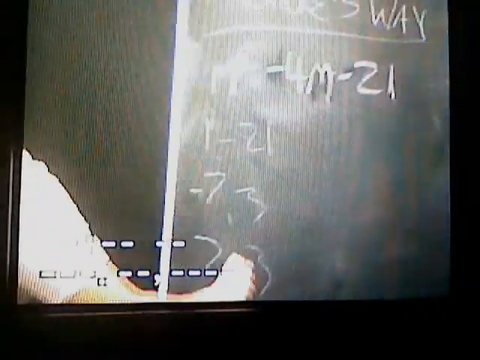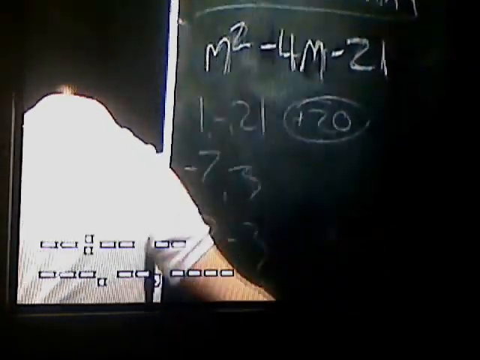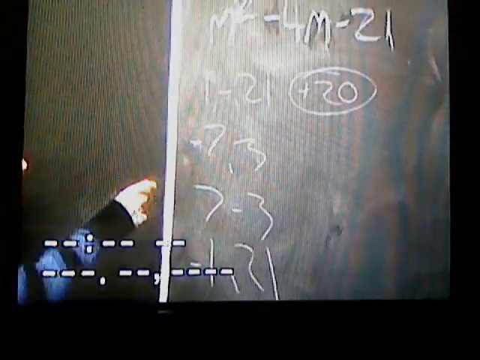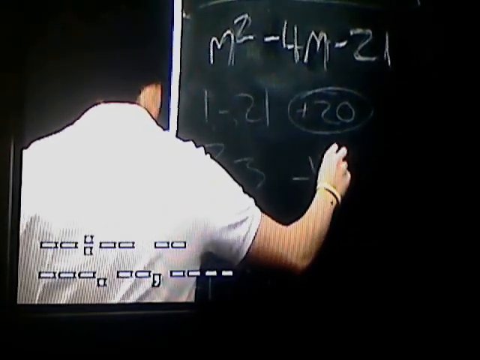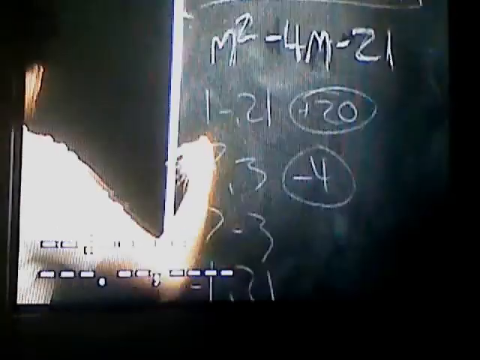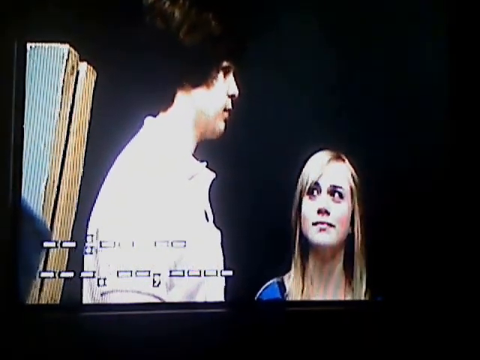Okay. Now, what do 1 and negative 21 add together to? Negative 1. Positive 20. That's not the right one. Well then it would be this one, because that equals negative 4. You're right. So the 2 numbers are negative 7 and 3.